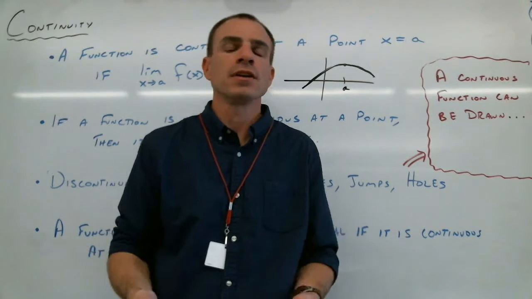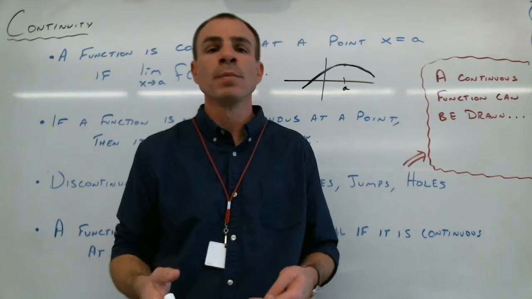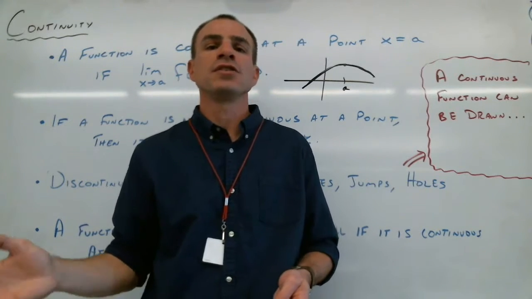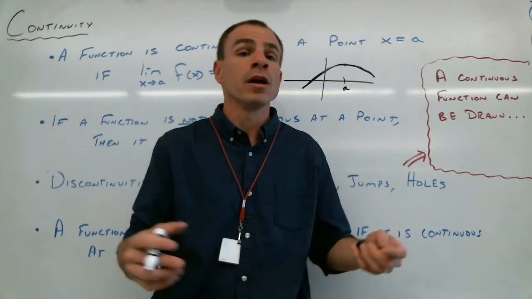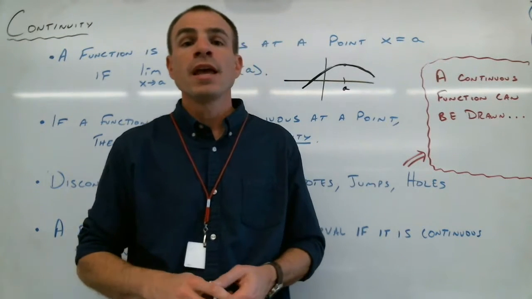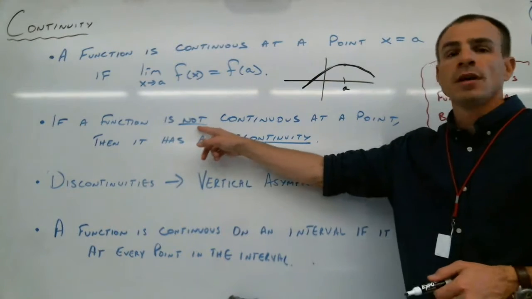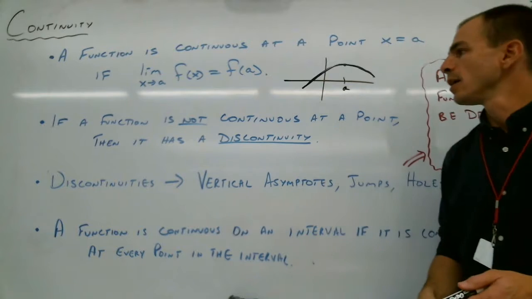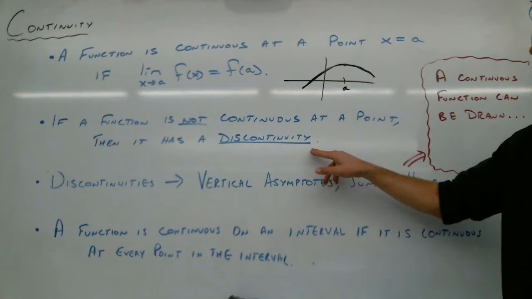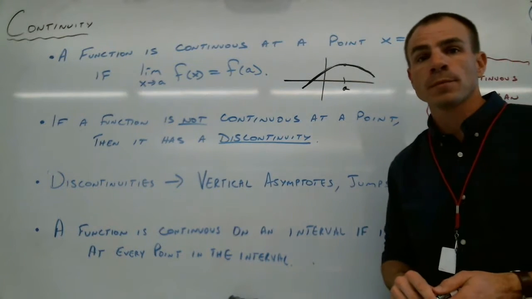If we think about the definition of continuous in general, we know that something continuous just keeps going and going. That's what we have here with our function. It just keeps moving right along. There are no interruptions at all. If there is an interruption, then we say the function is not continuous, or more distinctly, the function has a discontinuity at that point.